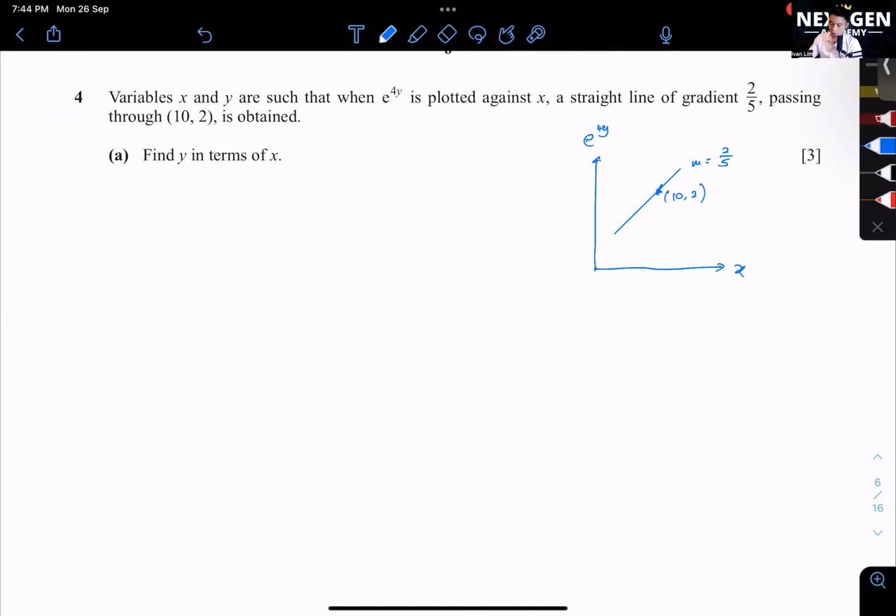Find y in terms of x. So we write this first: big Y equals m big X plus c. We know that our m is 2 over 5, with this point (5, 2). So we just need to sub it in. Be careful, I saw a couple of you sub x into y and y into x. Don't make silly mistakes like this. All your steps are correct, but all values are wrong.